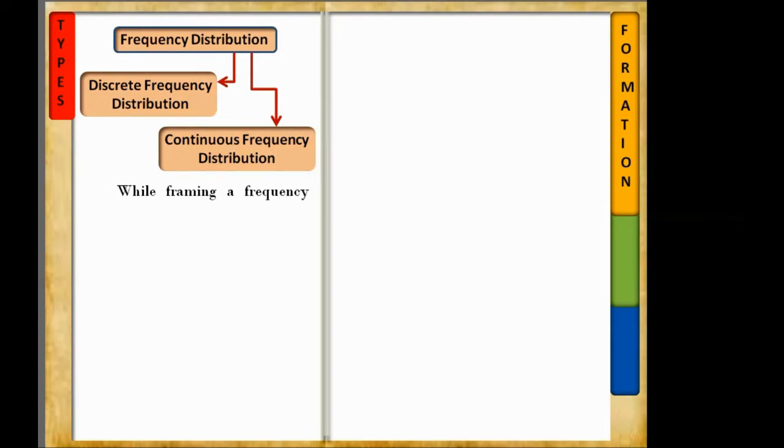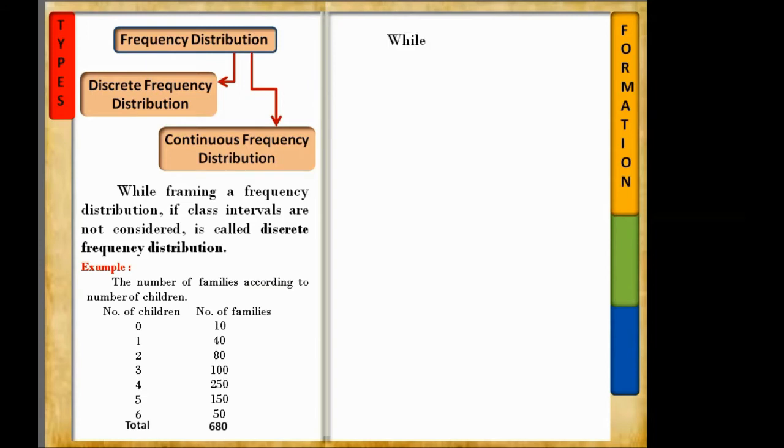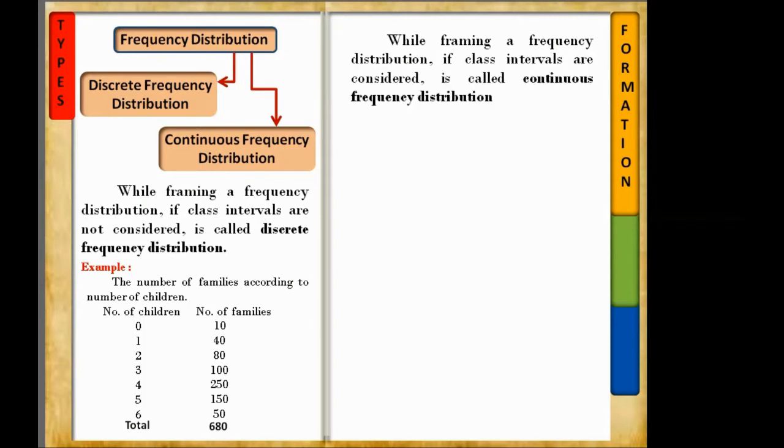While framing a frequency distribution, if class intervals are not considered, it is called discrete frequency distribution. While framing a frequency distribution, if class intervals are considered, it is called continuous frequency distribution.